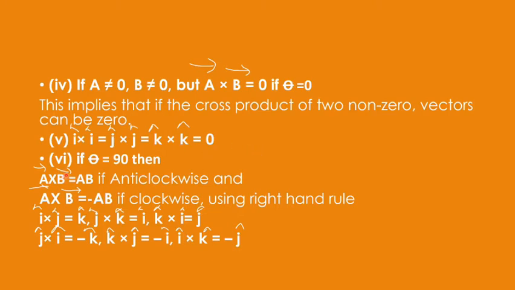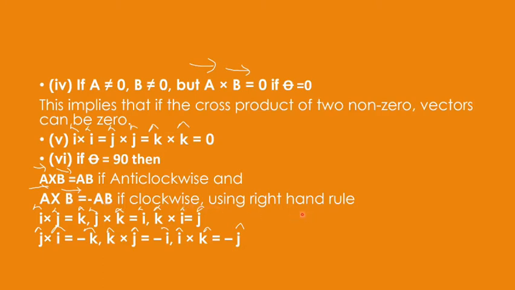Now if theta is 90 degrees, then sin 90 is 1. Now A cross B equals AB. That is, if I am moving in the anti-clockwise direction, it means I am taking the positive sign, outward, away from the paper. And if I am getting B cross A, or simply I write A cross B equals minus AB, it means I am actually moving from B to A vector. That is coming in the inward direction. Then you have to write B cross A equals minus AB, or simply A cross B equals minus AB if the direction is clockwise.